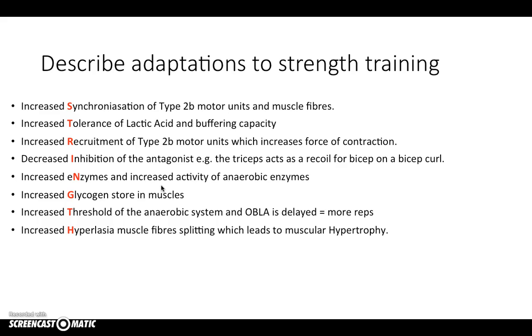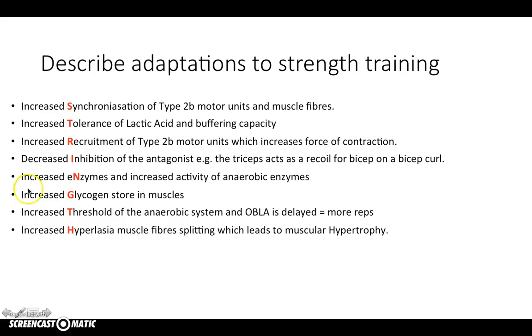Phosphocreatine, glycogen, they're within the muscle. We use that as a fuel for energy, but it needs to be broken down by enzymes. We have more enzymes, so we're breaking down fuel at faster rates. We're breaking down this glycogen and this phosphocreatine to create a more forceful contraction.